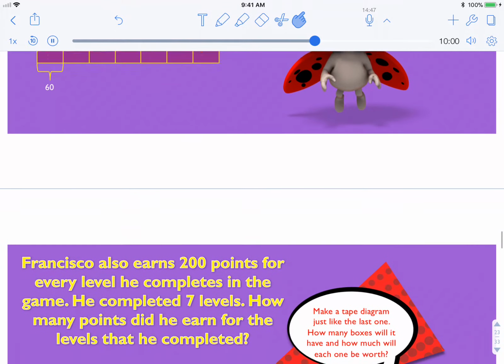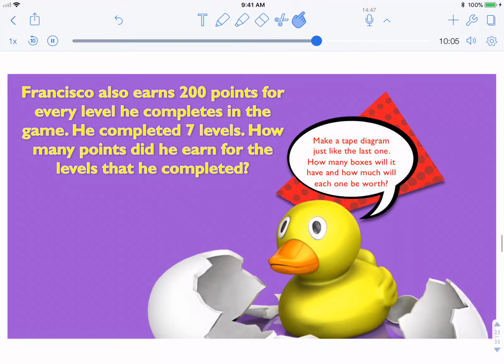Francisco also earns 200 points for every level he completes in the game. He completed 7 levels. How many points did he earn for the levels that he completed? So it's just like the last one, but instead of having 60 points, now we have 200 points for each of the 7 levels. So make a tape diagram just like the last one. How many boxes will it have, and how much will each one be worth?